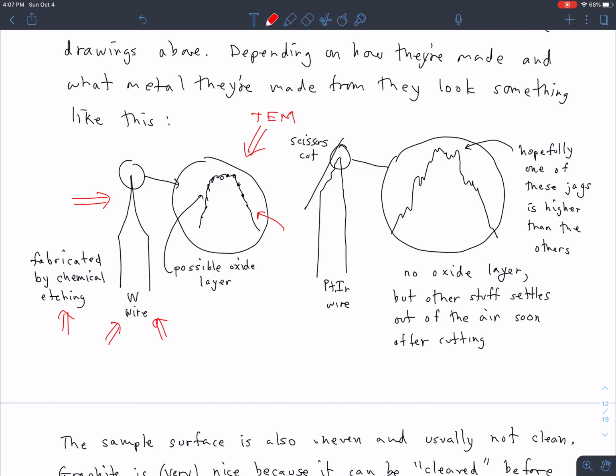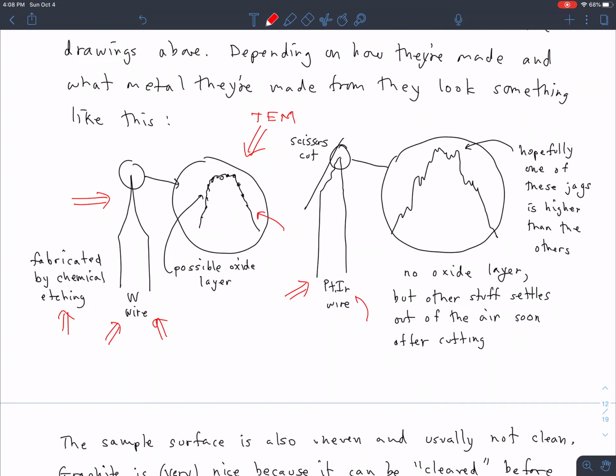The other kind of tip uses platinum iridium wire. Why platinum iridium? Well, because it's a conductor, for one thing, but platinum also doesn't oxidize in air, which means once you've got it clean, once you've got the oxide layers off, it doesn't reoxidize, at least not on any kind of reasonable time scale. So for a few days at least, and probably longer, the tip stays clean. Well, it doesn't get this insulating oxide layer on it anyway.